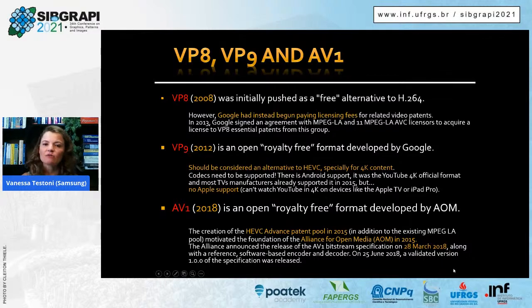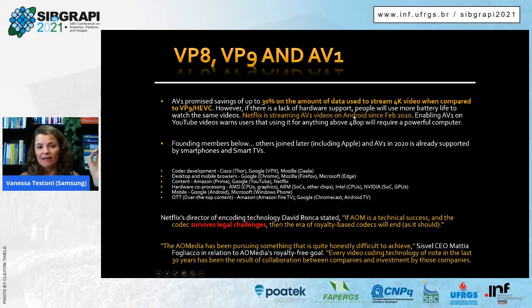and they said, okay, so now let's found what they call the Alliance for Open Media. And they came up with a codec that was not supported just by one company, but by several, which was named AV1. So AV1 is available since 2018, and it's a nice codec. It has been getting a lot of attention. It's compared to AVC, for instance. And Netflix is already streaming AV1 videos since last year.